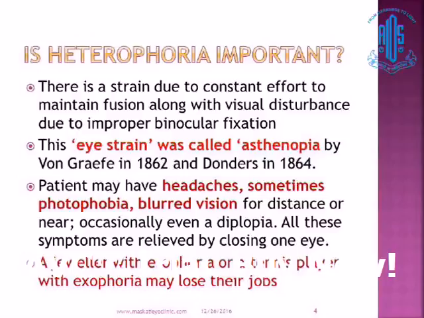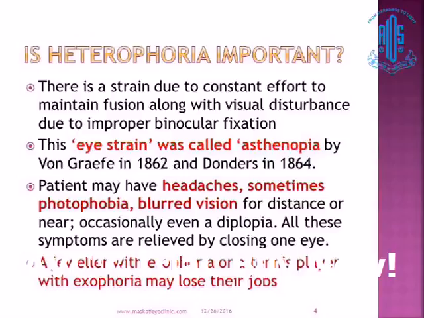So patients can have headaches, photophobia, blurred vision, occasionally even a diplopia. And these are always bilateral. So if you close one eye, everything will disappear, because naturally now there is no pressure of fusion. And it occurs in adults also.